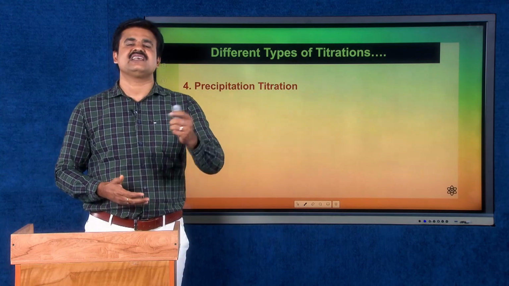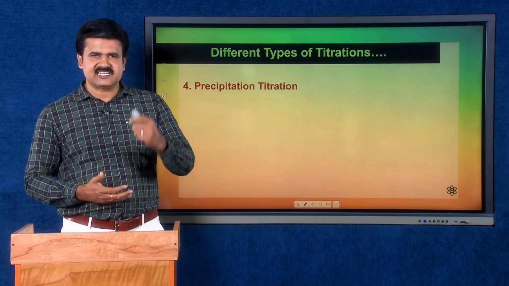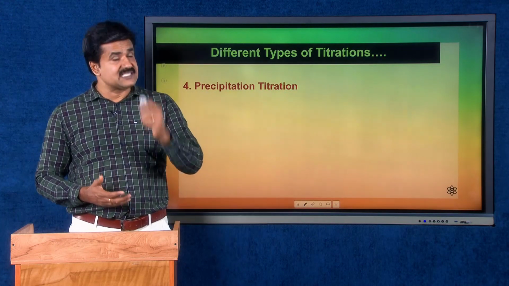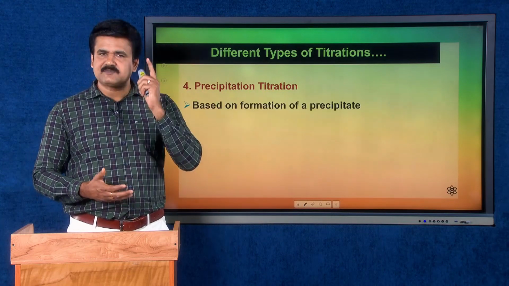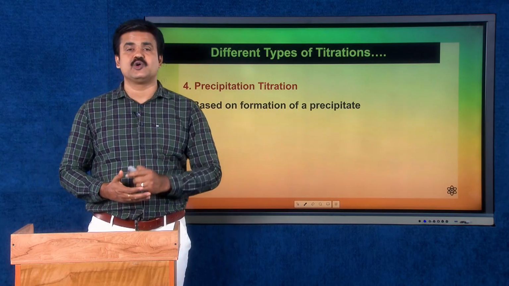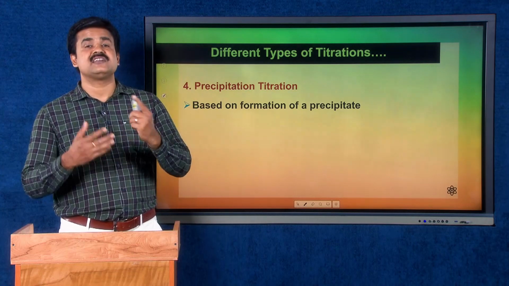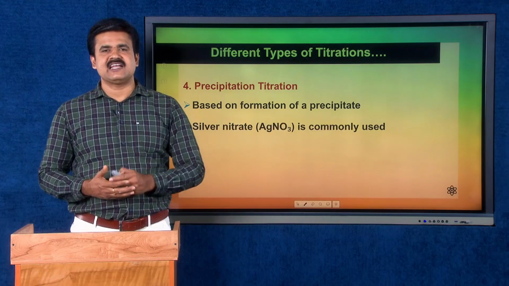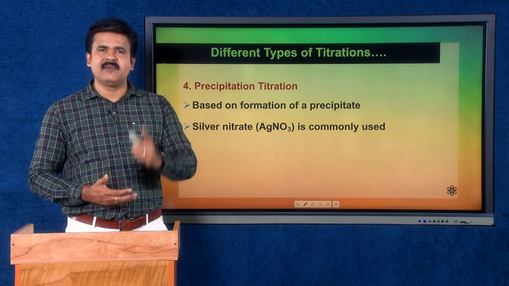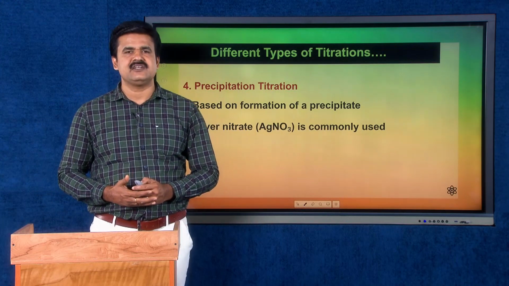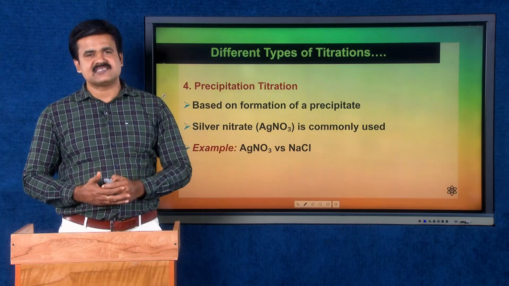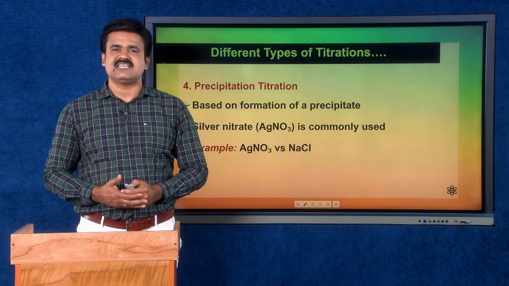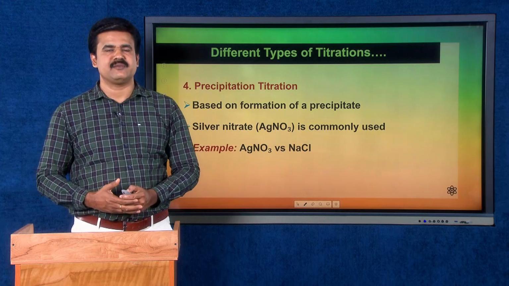And the last category of titration is precipitation titration. This precipitation titration is based on the formation of a precipitate when we react two reagents together. Silver nitrate, AgNO3, is commonly used in the precipitation titration. A typical example is the titration between silver nitrate and sodium chloride.